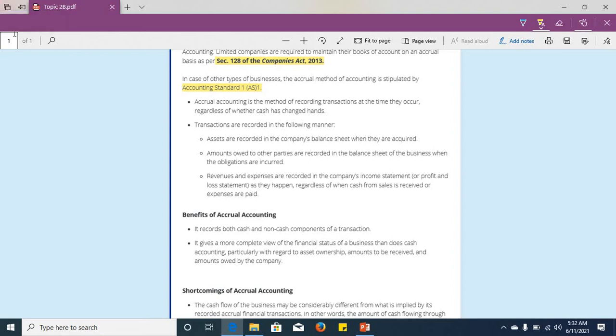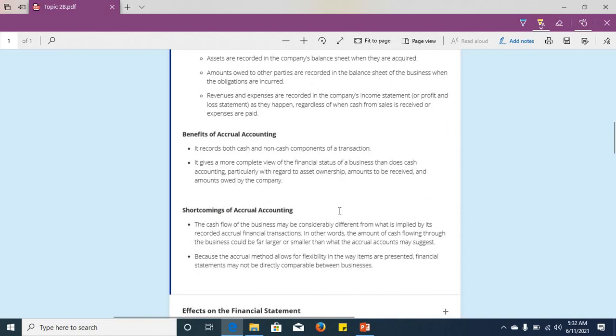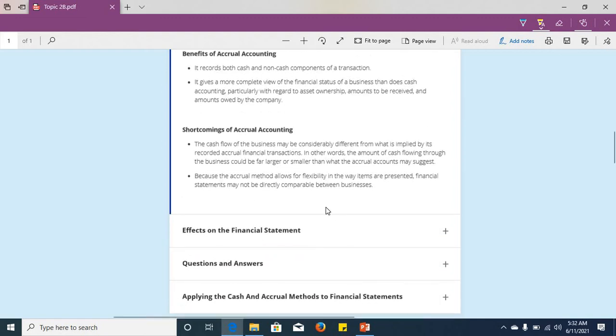Now, benefits of accrual accounting: it records both cash and non-cash components of the transaction. It gives a more complete view of the financial status of the business than cash accounting, particularly with regard to asset ownership, amounts to be received and amounts owed by the company. Shortcomings: the cash flow of the business may be considerably different from what is implied by its recorded accrual financial transactions. In other words, the amount of cash flowing through the business could be far larger or smaller than what the accrual accounts may suggest. So it doesn't show the cash flow status of the firm.